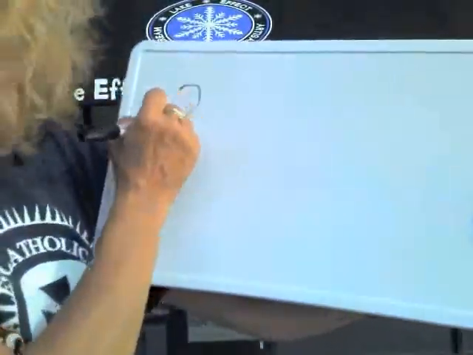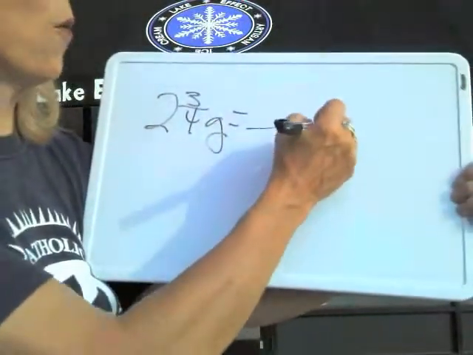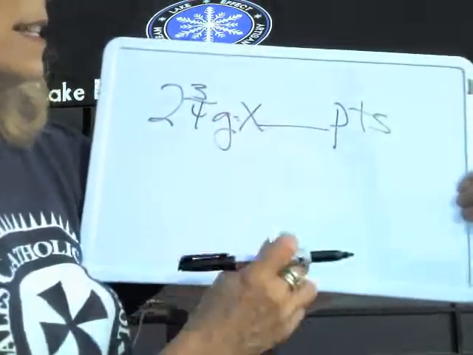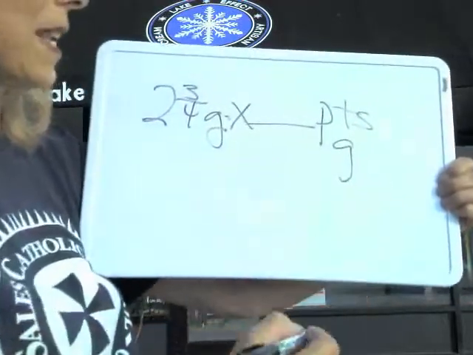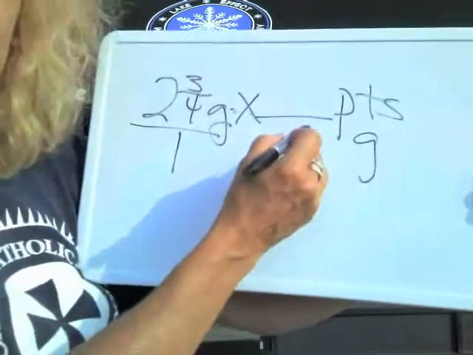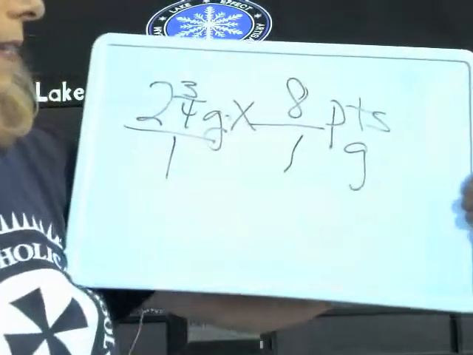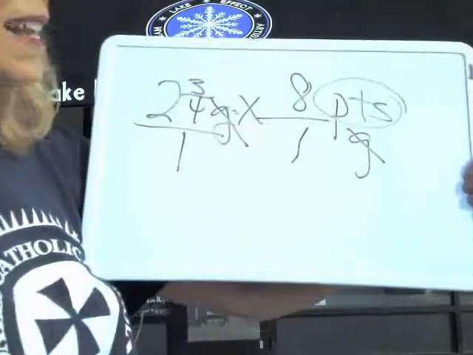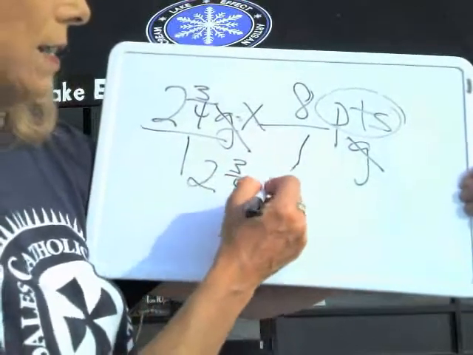Let's try one a little harder. What if I had 2 3/4 gallons and I want to change it into pints? Okay, we're going to make a multiplication out of this. Pints is on the top. I want to cancel, so gallons has to be on the bottom to cancel out. And now I know this is going to be 1 big gallon equals how many pints? 8 pints. Now I can just do my multiplication. Gallons cancel out. I'm going to end up with pints. That's what I want. 2 3/4 times 8.